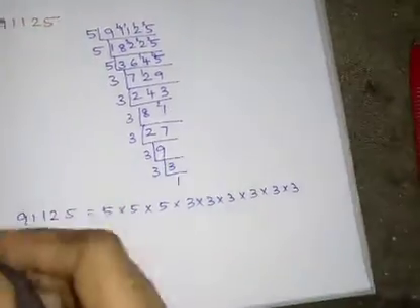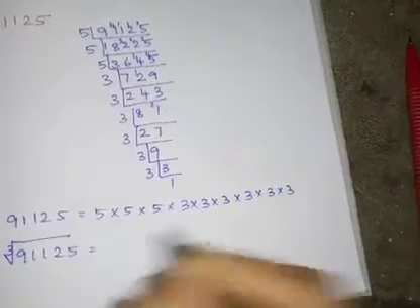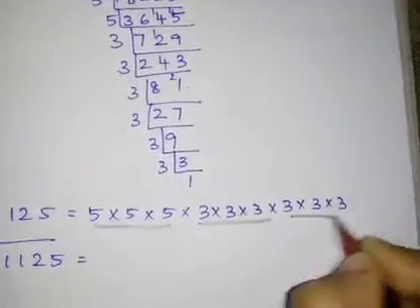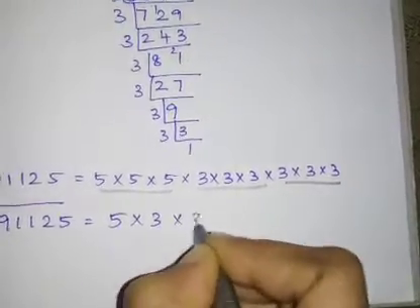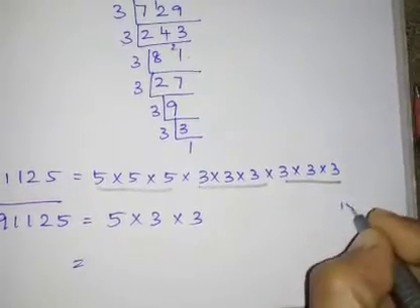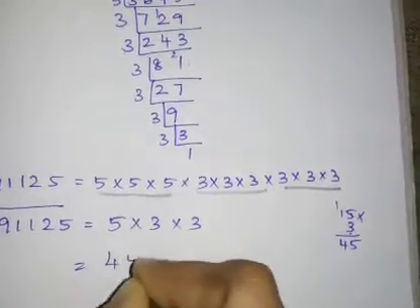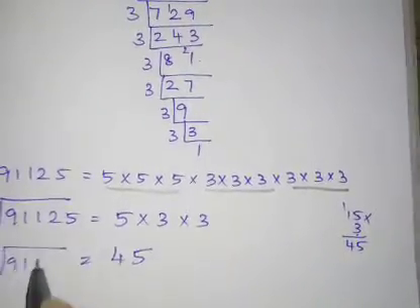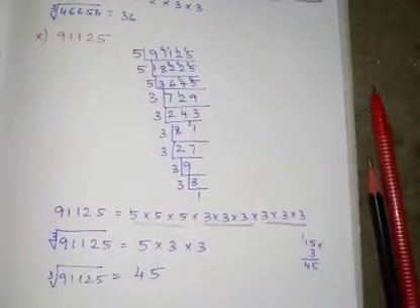Now we are supposed to find the cube root of this 91,125. So how we will arrange this, you will group them like 3 3s, right? So now what is the number? 5 into 3 into 3. 5 3s are 15, 15 3s are 45. 45 is your answer. Okay. So what is the cube root of 91,125? Number is 45. Understood?